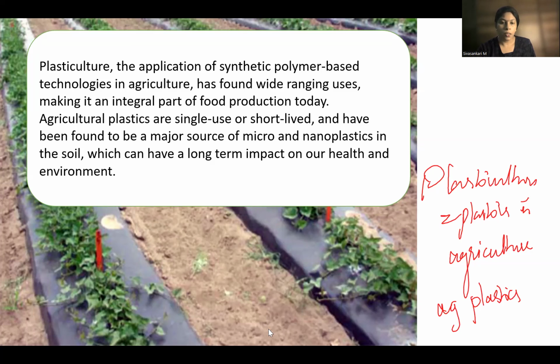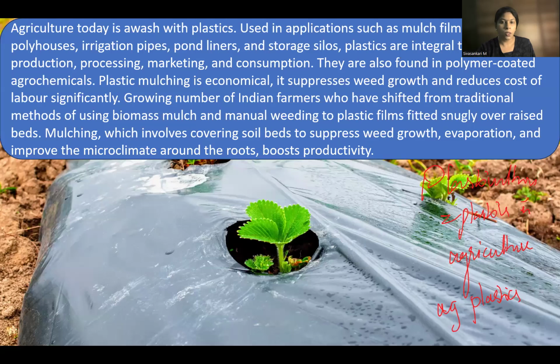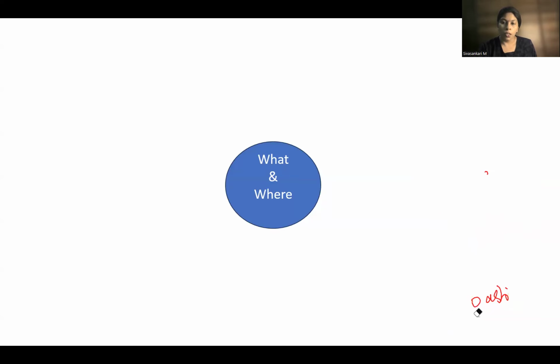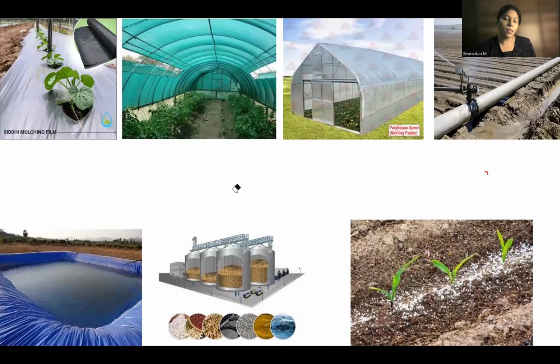Now let us see where and all you can use these plastics. Okay, where and all they're using these plastics in agriculture. Let me show you some figures so that it's easy for you to work. Okay, see this. Here we are using plastics, that is polymer based technologies, in agriculture.